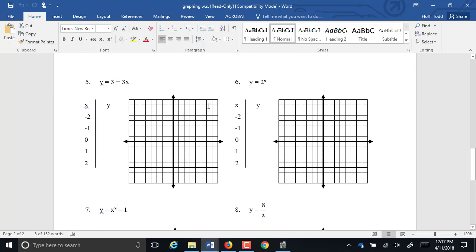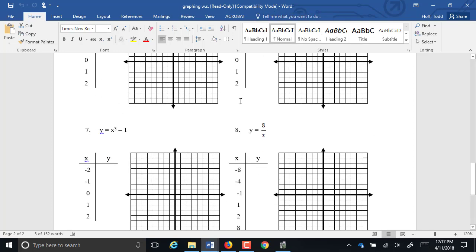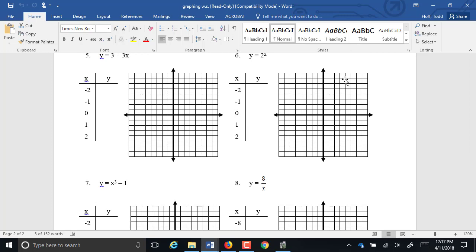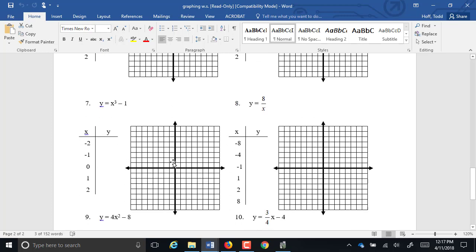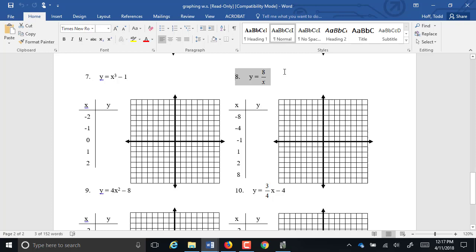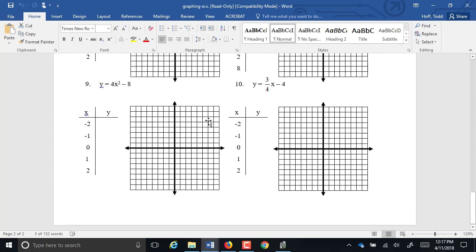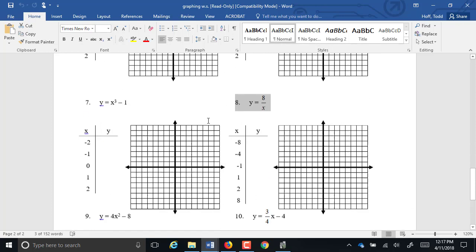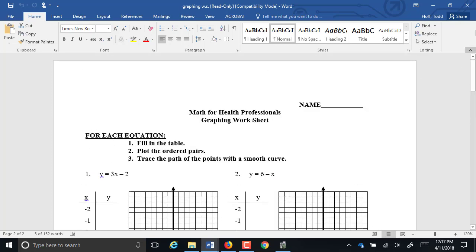So there are 10 equations, 10 graphs. For each of them, use the values I gave you, figure out y. And if you have to find more values, find those more values and fill in the missing spots so that you can figure out what the graph looks like. Number 8 here can be kind of tricky, by the way. So that's going to be part of your homework for Friday.